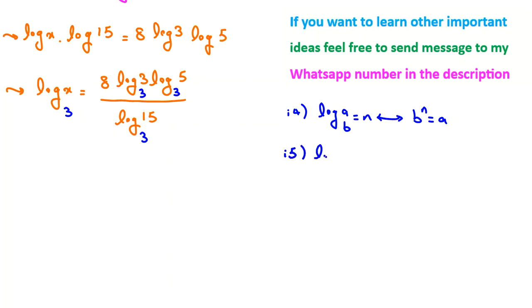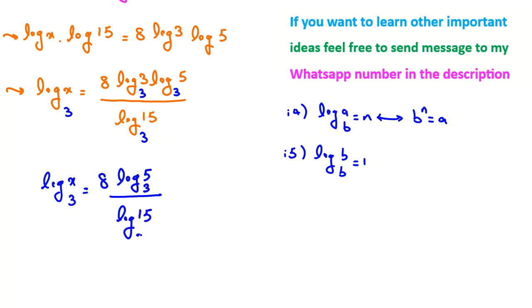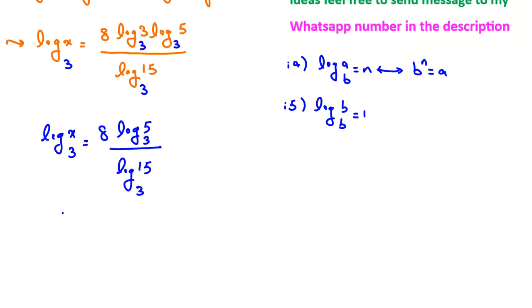Identity 5, we can also use the definition: log b to the base b is 1 because b to the 1 is b. Look, b to the n should be a. b to the what is b? b to the 1. So we can say log x to the base 3 equals 8 times log 5 to the base 3 over log 15 to the base 3. And now if you raise 3 to the power of this, we know that b to the power of log b of a is a, because it is n, and b to the n is a by the definition.